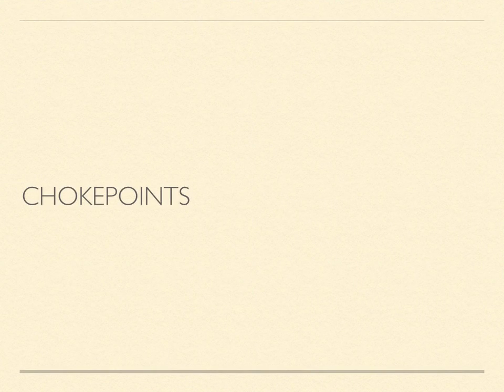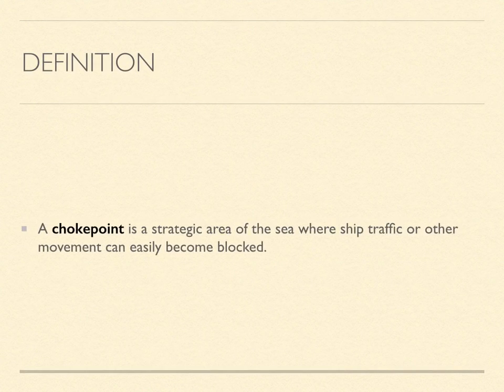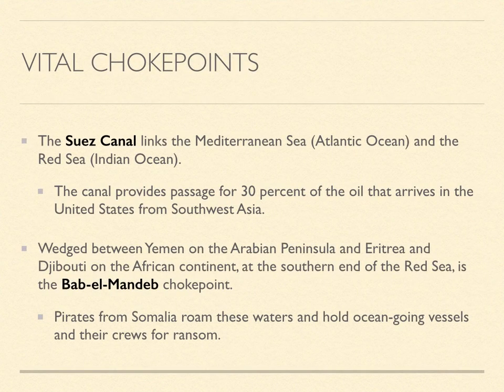Choke points. Definition. A choke point is a strategic area of the sea where ship traffic or other movement can become easily blocked. Vital choke points. The Suez Canal links the Mediterranean Sea to the Red Sea, or the Atlantic Ocean to the Indian Ocean. The canal provides passage for 30% of the oil that arrives in the United States from Southwest Asia.